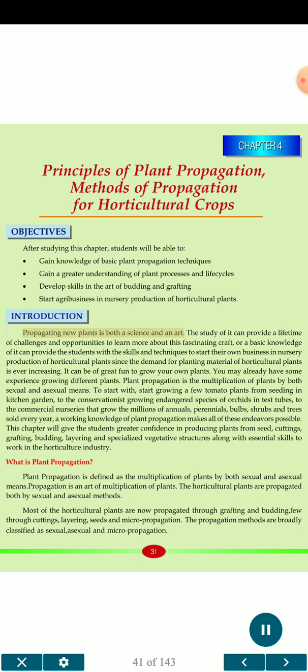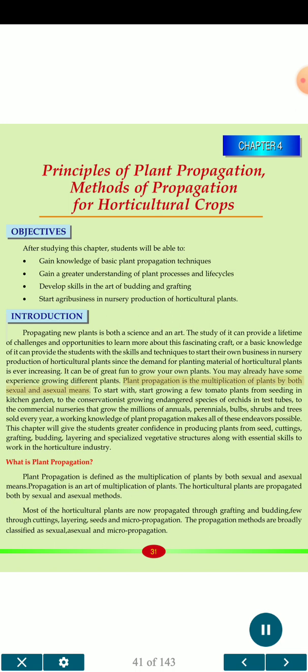Introduction. Propagating new plants is both a science and an art. The study of it can provide a lifetime of challenges and opportunities to learn more about this fascinating craft, or a basic knowledge of it can provide the students with the skills and techniques to start their own business in nursery production of horticultural plants, since the demand for planting material of horticultural plants is ever increasing. It can be great fun to grow your own plants. You may already have some experience growing different plants.